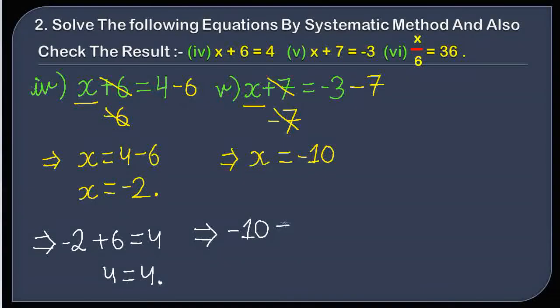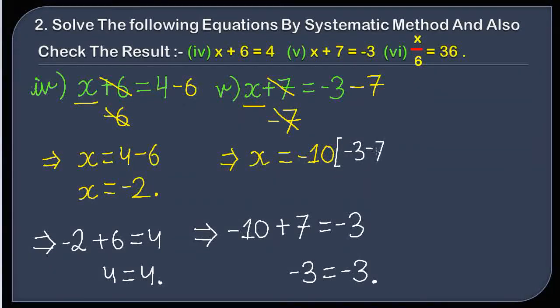Minus 10 plus 7 is equal to minus 3. Well, yes. Minus 10 plus 7 is minus 3, so minus 3 equals minus 3. You can confirm that. Actually, it equals minus 3 minus 7. So, how has minus 10 come? I have written it in the brackets. So, we have solved the fifth part.